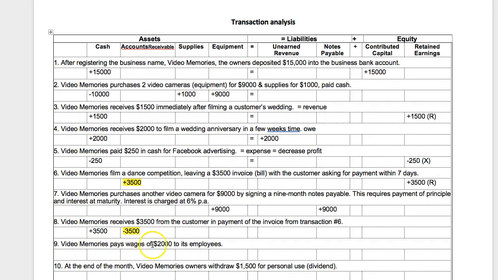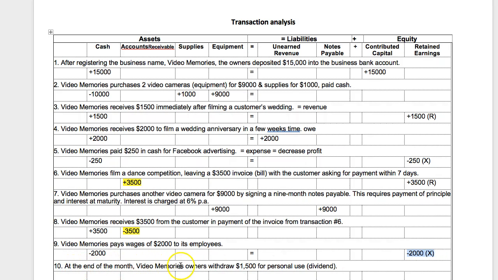Number 9, we pay wages. Okay, pay means cash. Pay cash, so that will be minus. Wages means expense. So, as we did before with advertising, when expense increases, this will make your profit lower. Profit is added to retained earnings, so it means you'll have less in retained earnings. And you can always check, minus 2,000 equals minus 2,000.